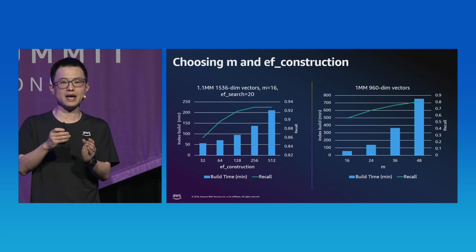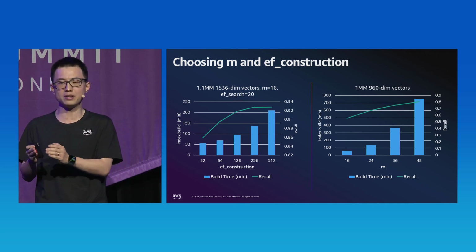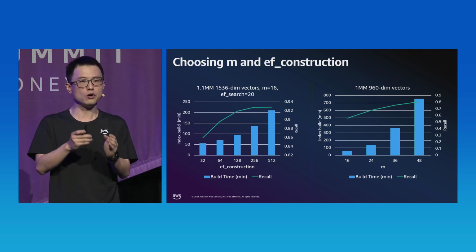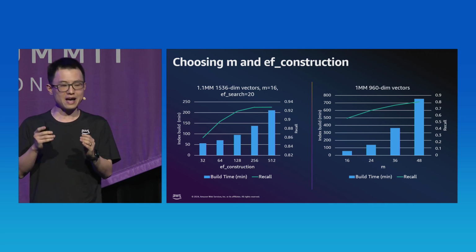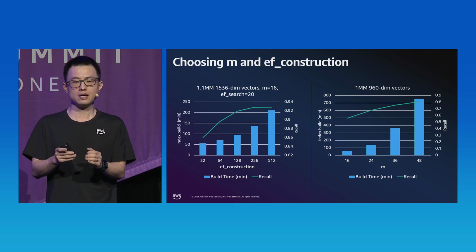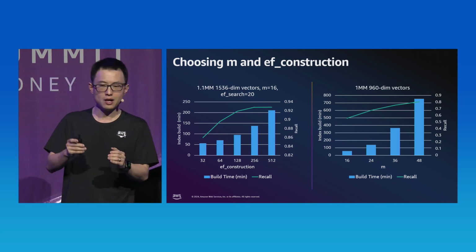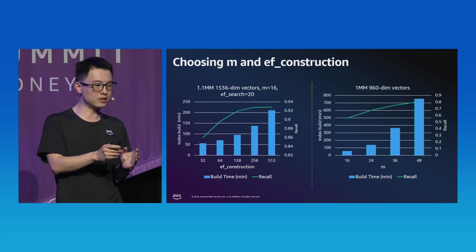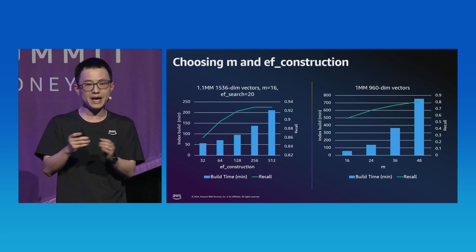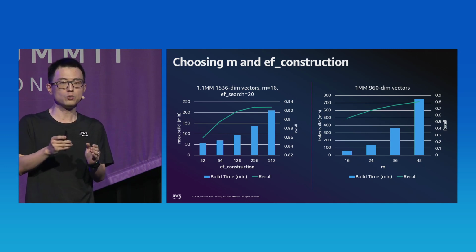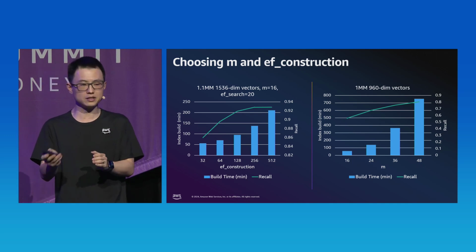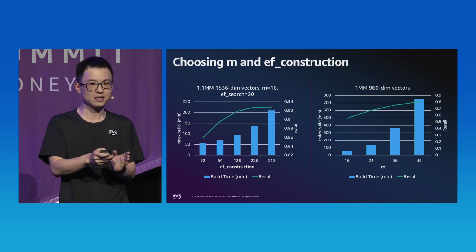You can tweak the M and ef_construction parameters here. As shown in the chart, increasing M or increasing ef_construction will increase your query recall, but that will also increase your index building time. So a trick here is to always start with ef_construction first. This is because, compared to increasing M, increasing ef_construction has a smaller impact on index building time. So the takeaway is to try ef_construction first and then M.